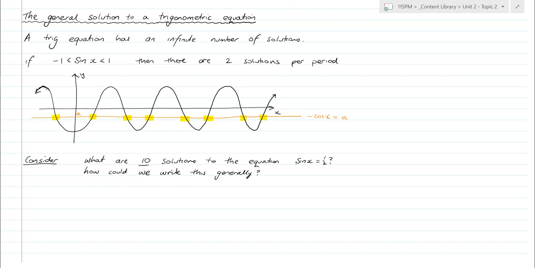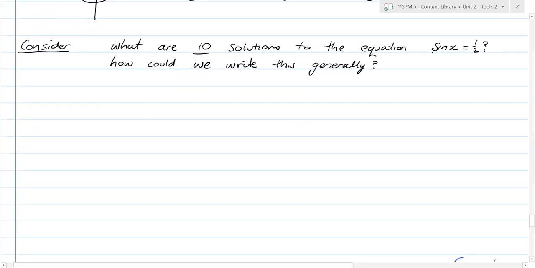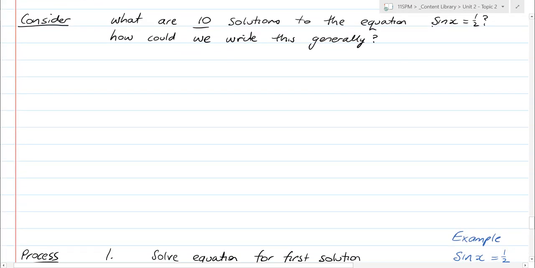So here's my first question. What are 10 solutions to the equation sine x equals a half? How could we write this generally? This is where we're going to build up our understanding. So I'm going to do some of this with you now, and we'll talk about these solutions. So sine x, first of all, equals a half.